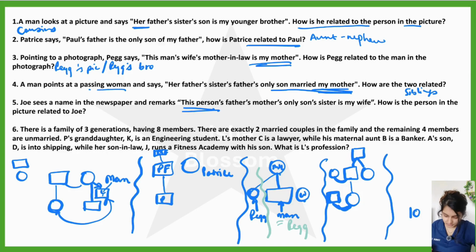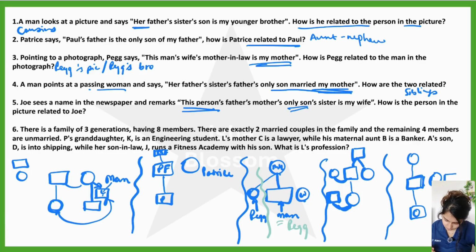I'll just make a circle and a square both. So this person's father's mother's only son means we are again back to this dad. Only son's sister. Sister is my wife.